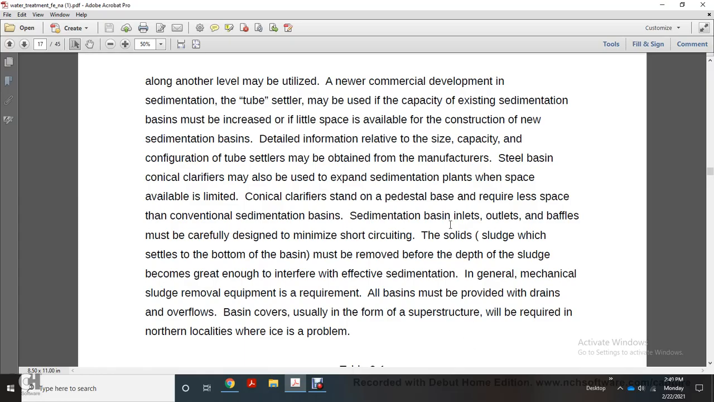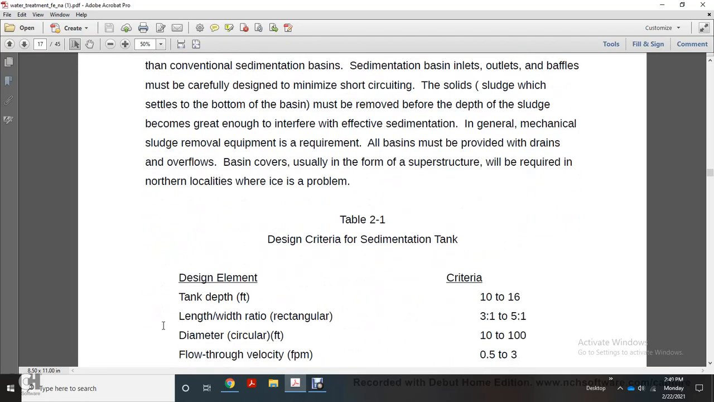Sedimentation basin inlets and outlet baffles must be carefully designed to minimize short circuiting. The solid sludge, which settles at the bottom of the basin, must be removed before the depth of the sludge becomes great enough to interfere with effective sedimentation. Mechanical sludge removal equipment is generally a requirement. All basins must be provided with a drain and overflow. Basin covers, usually forming a superstructure, will be required in northern localities where ice is a problem.